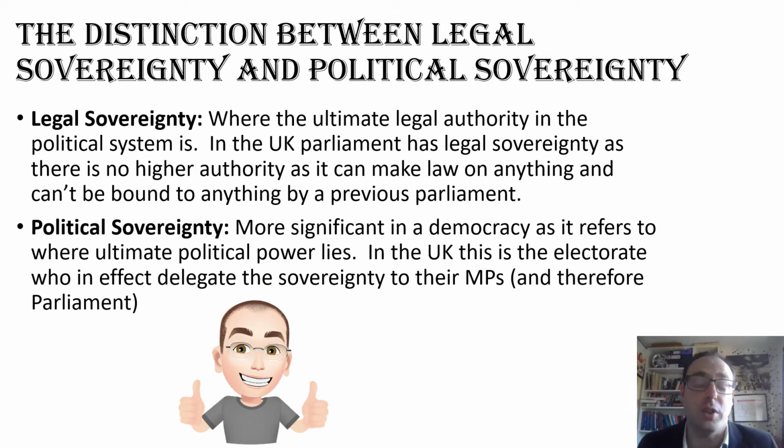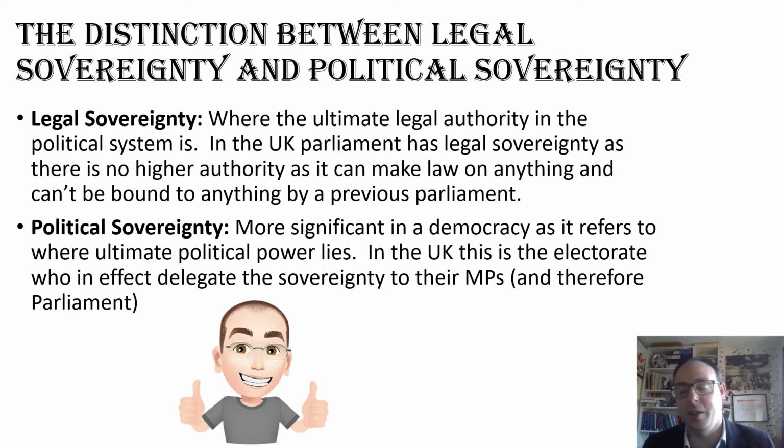So first of all, distinguishing between legal sovereignty and political sovereignty. This is really important because this lays the baseline in terms of anything else that we'll look at. So legal sovereignty is where ultimate legal authority in the political system is. Again, that makes sense. In the UK, Parliament has legal sovereignty as there is no higher authority, as it can make law on anything and can't be bound by any law made by a previous Parliament.